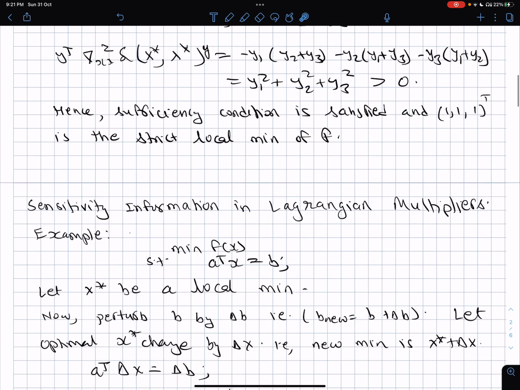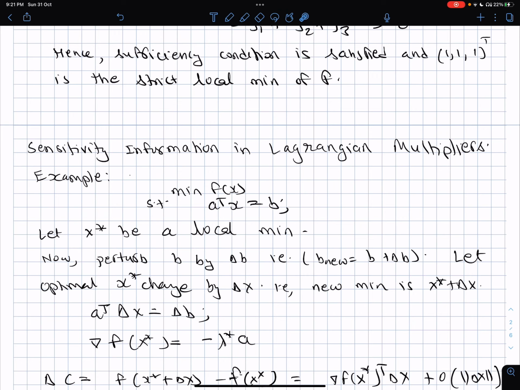Another very important thing, and I think I had mentioned this when I did LEP and LIP problems, was that the Lagrangian multipliers contain the sensitivity information. Which is to say that suppose I take a very simple problem, minimize f of x subject to one single constraint, A transpose x is equal to b. Now, let's say x star is a local minimum. Now, suppose you perturb b by b plus delta b. By a small amount delta b, you perturb it, so it becomes b plus delta b.